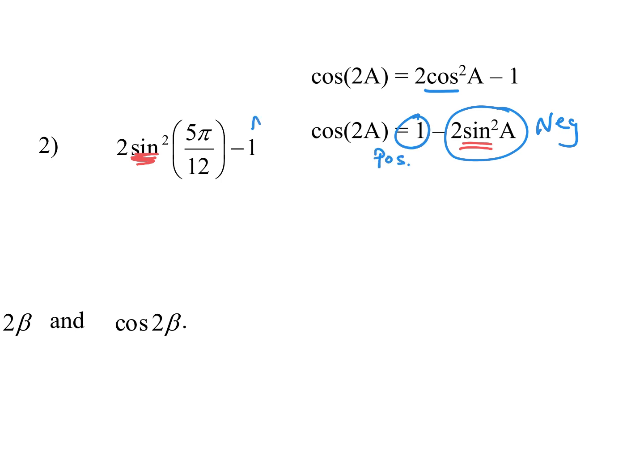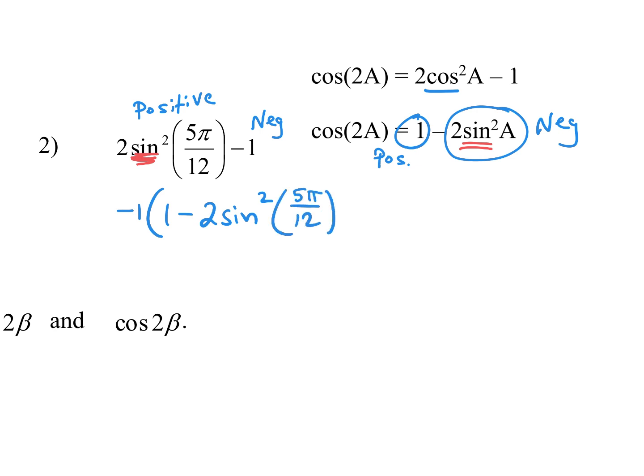We have a negative 1 and a positive 2 sine squared. So I should probably finish writing that word. And then what we're going to do is recognize that the structure of this formula is very similar to that cosine double angle. I'm going to manipulate it by factoring out a -1. That's going to leave me with 1 minus sine squared of 5 pi over 12.